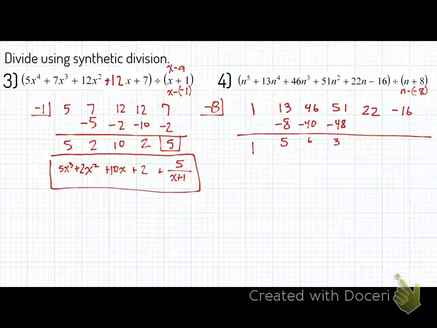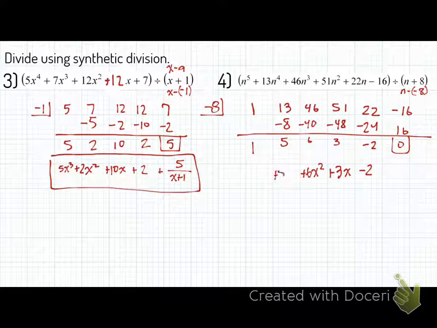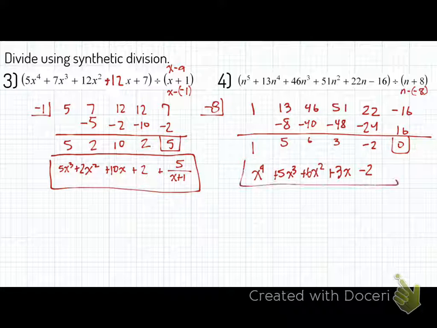3 times negative 8 is negative 24. And then you should get negative 2. And then you should get positive 16. Do we have a remainder on this problem? No. So then your answer, here we go. You should have a minus 2 here. Then positive 3x. Then positive 6x squared. And then positive 5x cubed. And then 1x to the fourth, which is just x to the fourth. You box your final answer, and there you go.